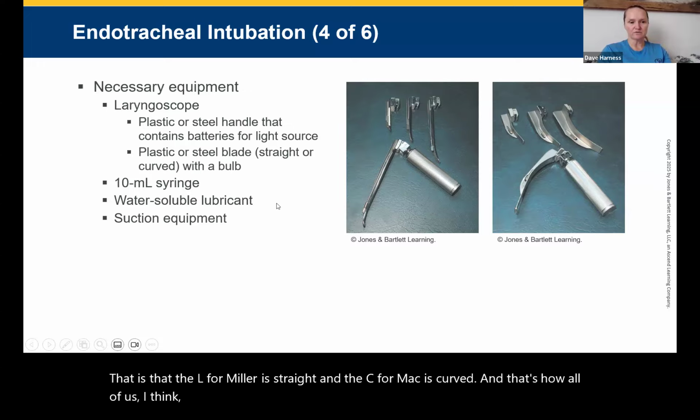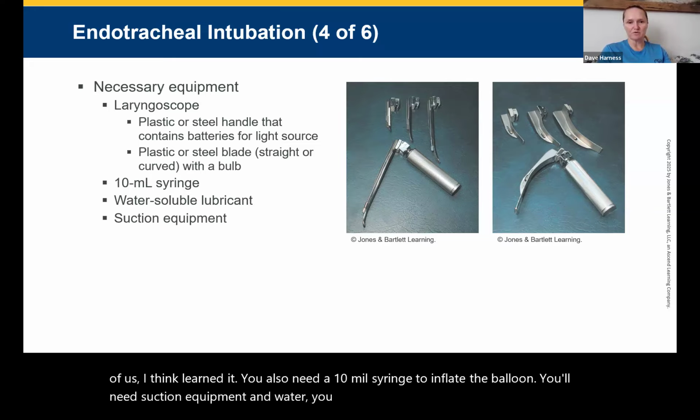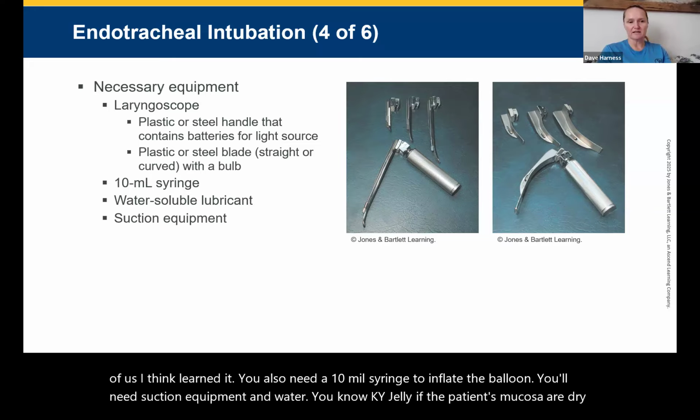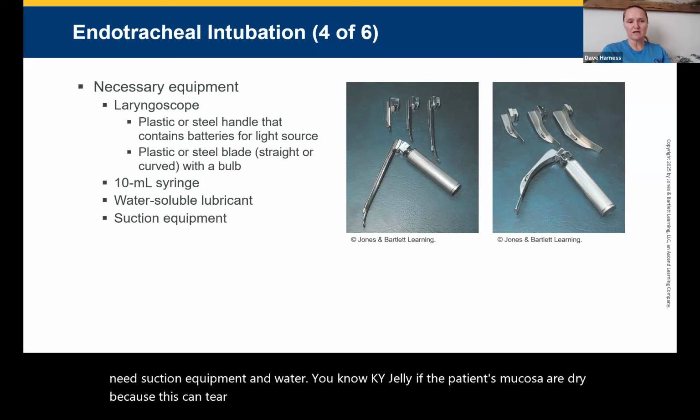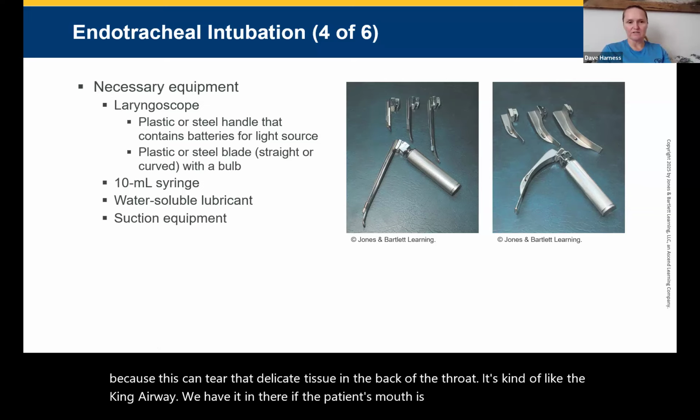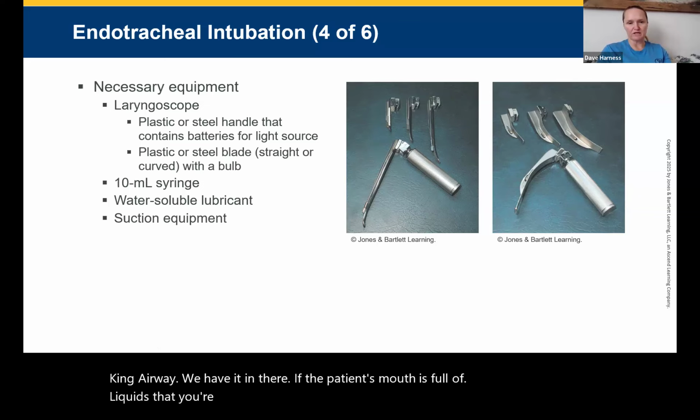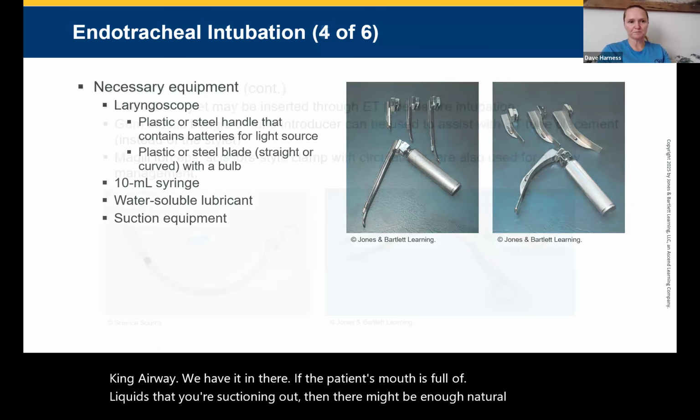You also need a 10 ml syringe to inflate the balloon. You'll need suction equipment and water, and KY jelly if the patient's mucosa are dry, because this can tear that delicate tissue in the back of the throat. It's kind of like the King Airway. If the patient's mouth is full of liquids that you're suctioning out, then there might be enough natural lubrication for inserting the ET tube.